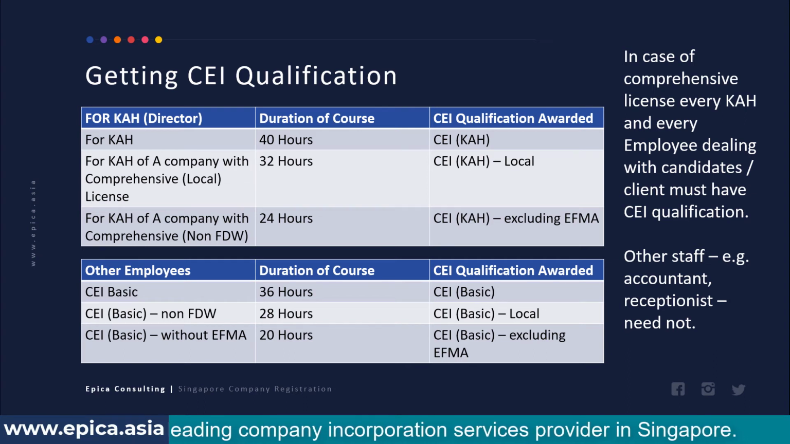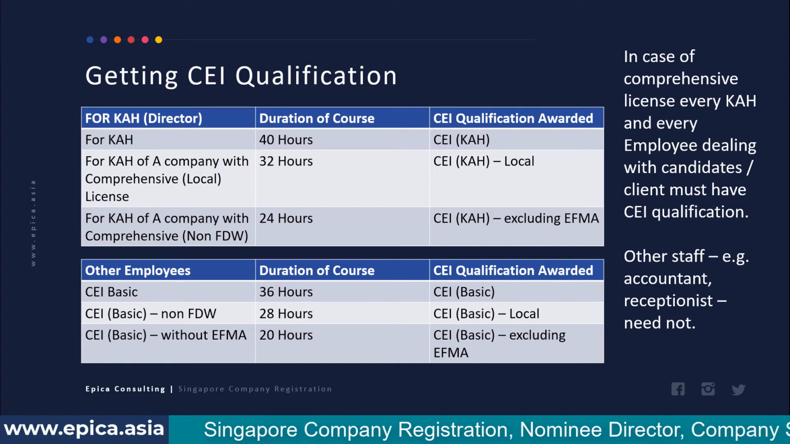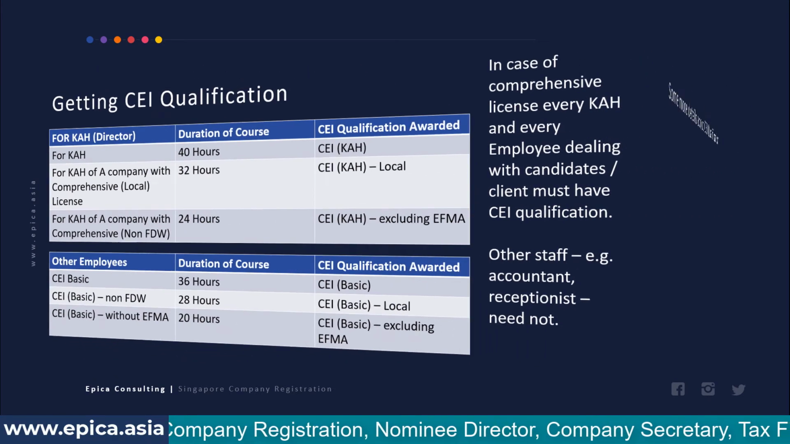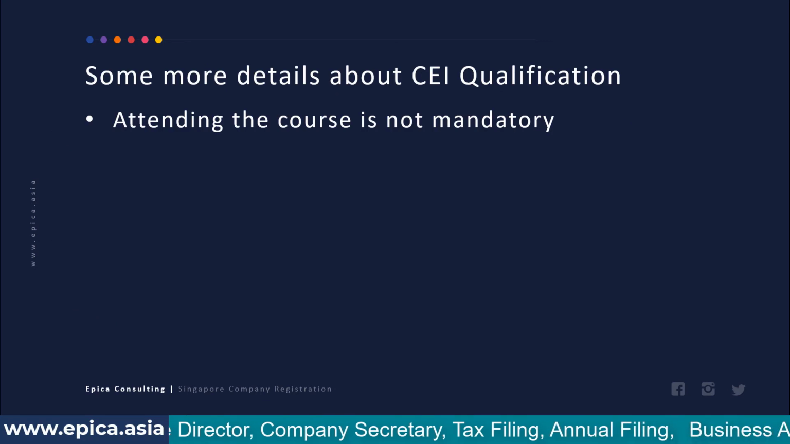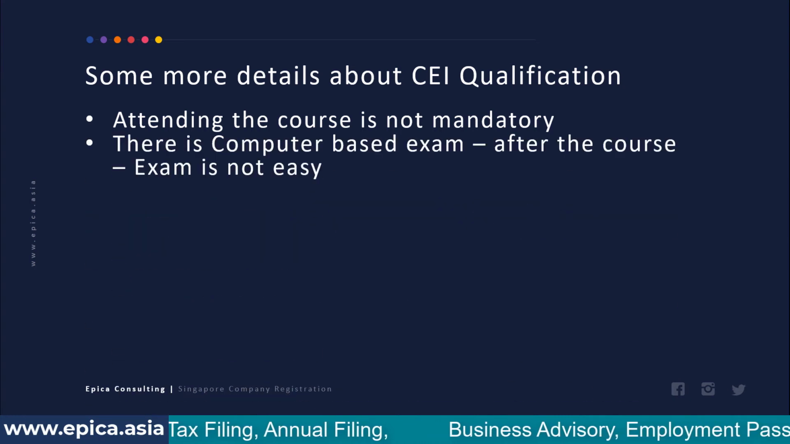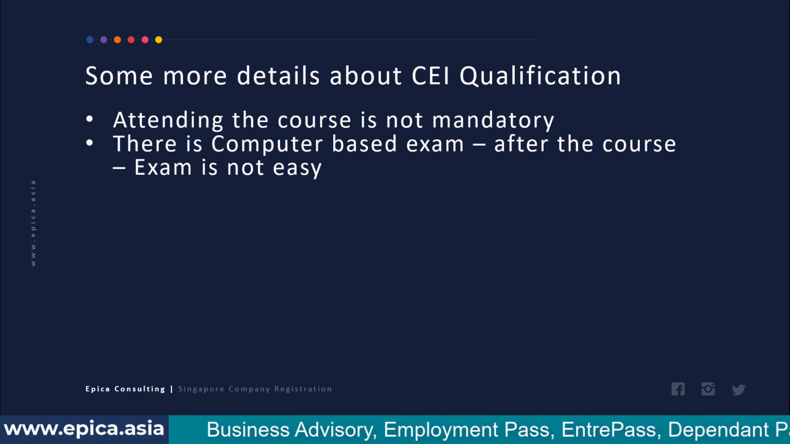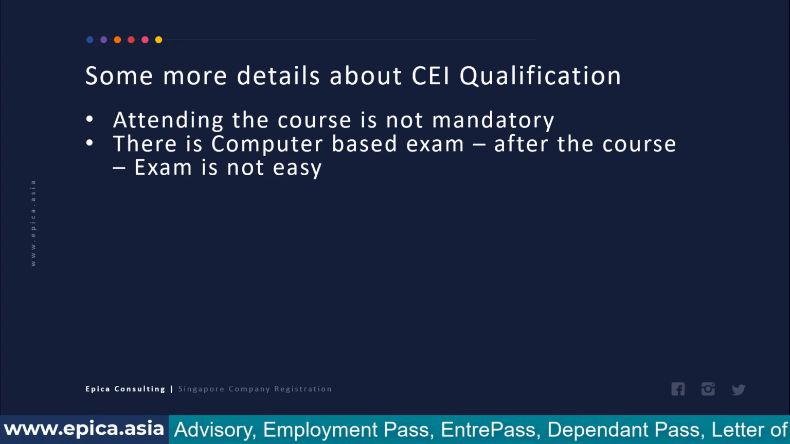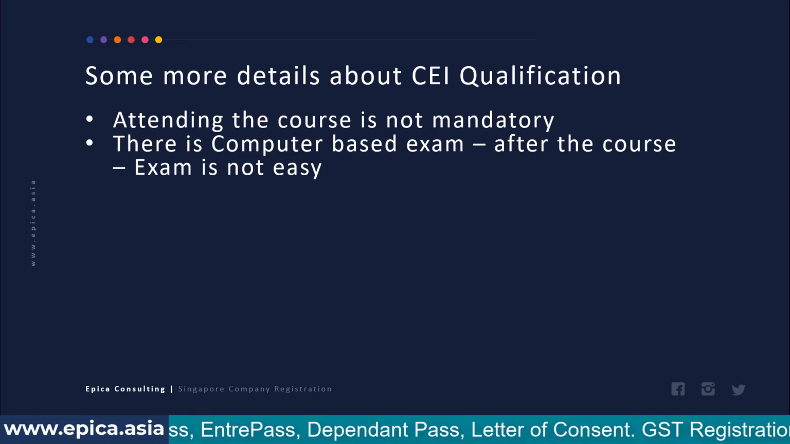There are a few more points regarding the CEI qualification. On this slide, you need to understand that every employee has to be qualified with the suitable CEI qualification, depending upon what license you have, if you have a comprehensive license. Now, attending the course, whose duration I showed on the previous slide, is not mandatory. You can directly sit the examination. The examination is computer based, and normally the results are available at the end of the examination. The exam is not easy, so I recommend that anybody who is interested attend the course and then take the exam.